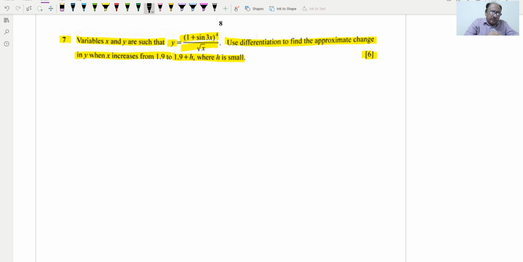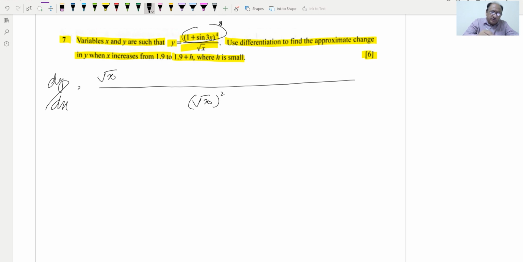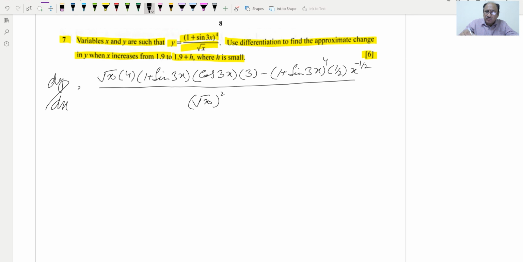So we can write dy by dx, derivative of the given equation will be in u over v format, and we can write square of denominator, and denominator as it is, by the u over v formula we are writing, and this will be derivative of the numerator, which will be 4 into 1 plus sine 3x into derivative of sine 3x will be cos 3x into derivative of 3x will be 3, and minus numerator as it is, 1 plus sine 3x raised to the power 4 into derivative of under root x will be 1 by 2 x raised to the power minus 1 by 2, and this will be the derivative.